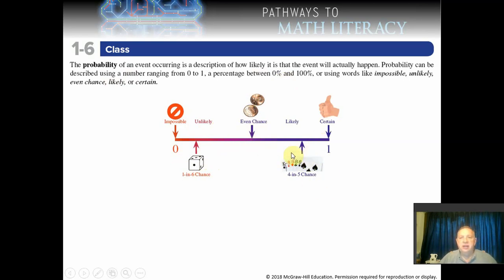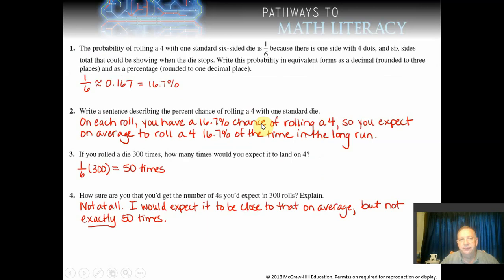And then I've got a hand of cards, 4 8s and a king. If I wanted to get an 8, it would be 4 out of the 5 possibilities. If I pull a random card out here, 4 times out of the 5, it's going to be an 8. And then certain, probability of 1, that means that it's always going to happen. There's no chance for it not happening.